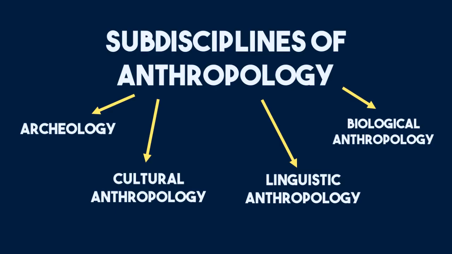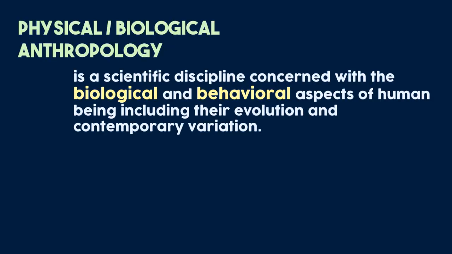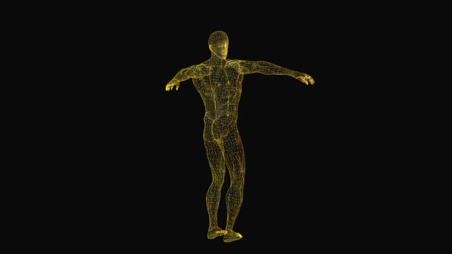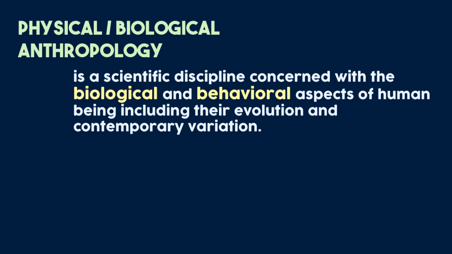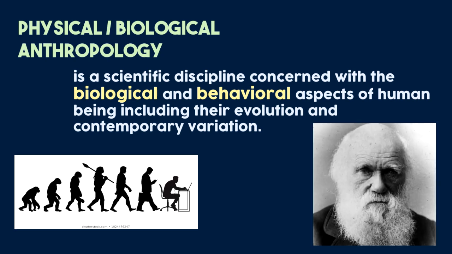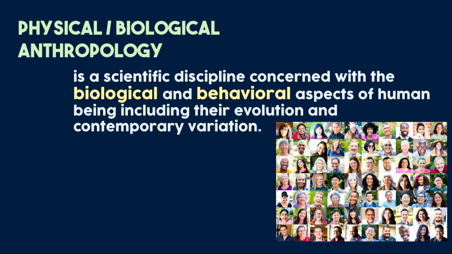Number 4, physical or biological anthropology, is a scientific discipline concerned with the biological and behavioral aspects of human being, including their evolution, kasama na yung teorya ni Charles Darwin, and also contemporary variation like skin colors, height, and body shapes.